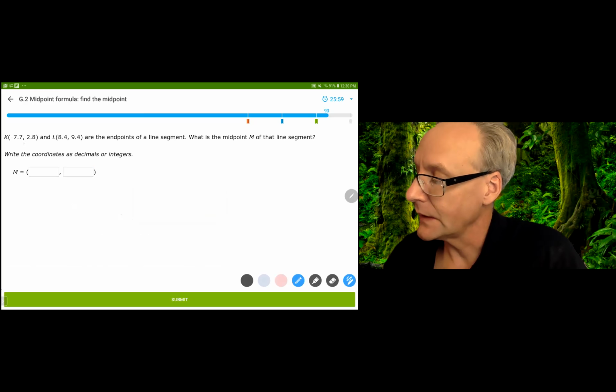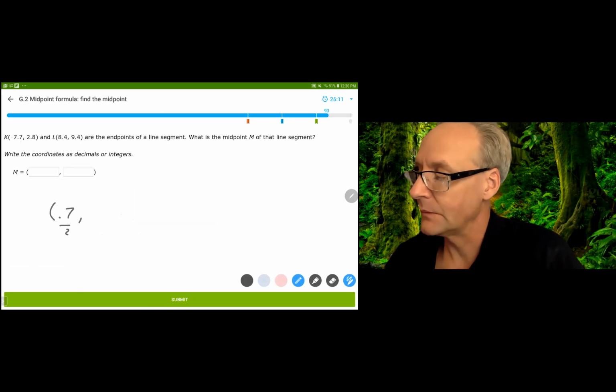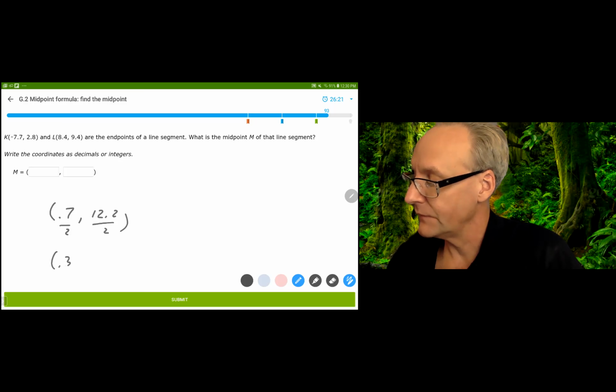All right, we've got negative 7.7 and 8.4. When you add those together, you get 0.7 and 2.8. Remember, I'm dividing by 2. Don't want to forget that part. When I add my y's, I get 12.2. And this is going to be 0.35. And this one is going to be 6.1.